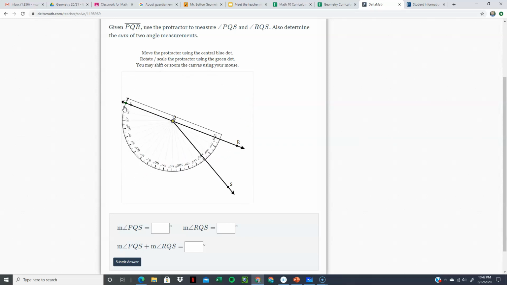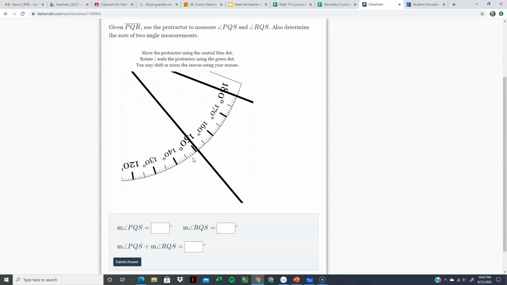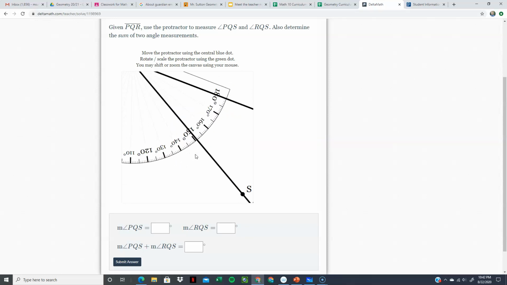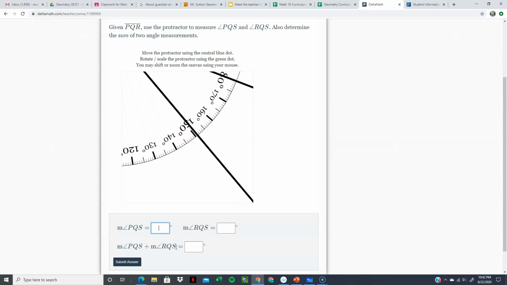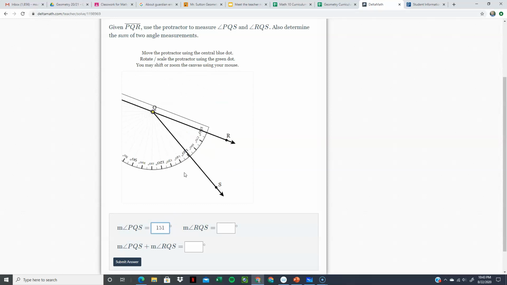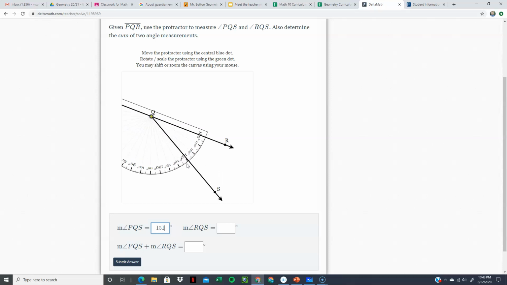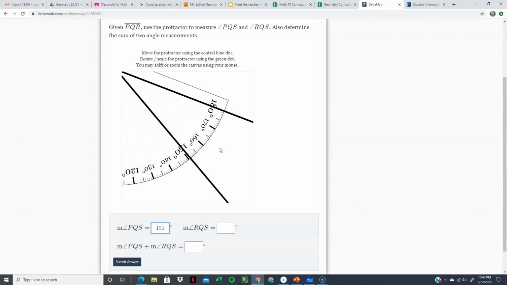And see that, so this angle goes from 0 to 151, and that is PQS, right? So I'm going to say the measure of PQS is 151. Now some protractors have 0 through 180 this way and 0 through 180 the other way, which is nice, but this one does not. So we're going to have to do a little bit of thinking to figure out what the measure from here to here is, right? Because it's not 180, it's not 151. It's actually the difference of those two things.